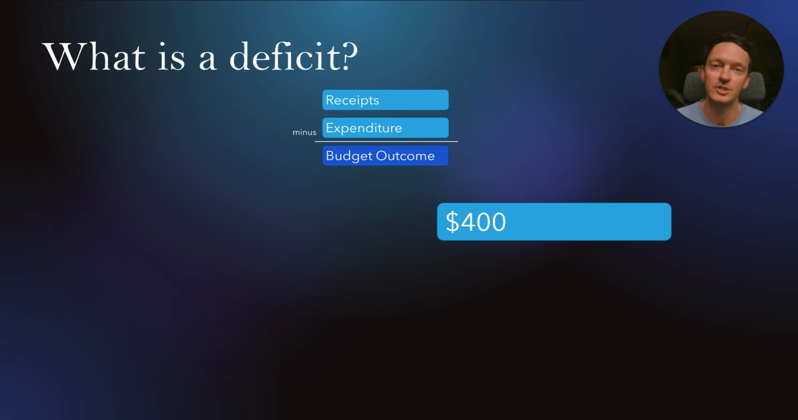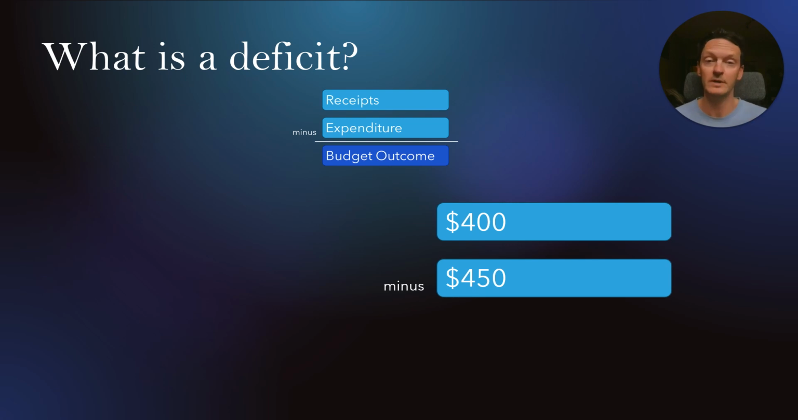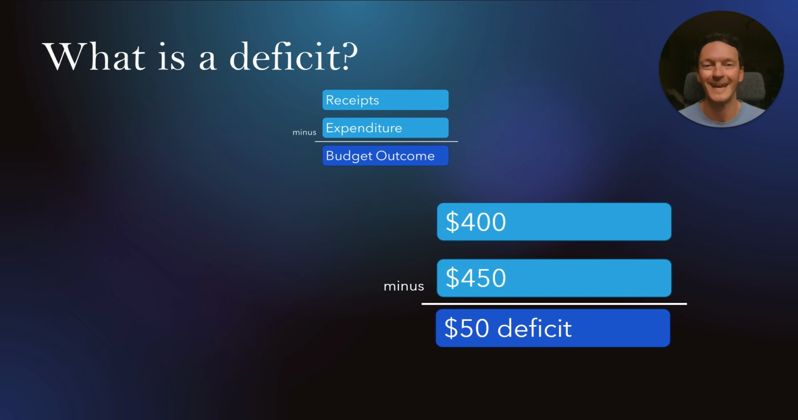Because there's another situation here where, let's say, there's also $400 of planned receipts, but then the government, for whatever reason, is deciding that they're going to spend $450. So they're spending $50 more than what they're bringing in, and then we call that a deficit. So where there's not enough money to cover all of the planned expenditure, we call that a deficit, and it's just the same calculation of receipts minus expenditure.